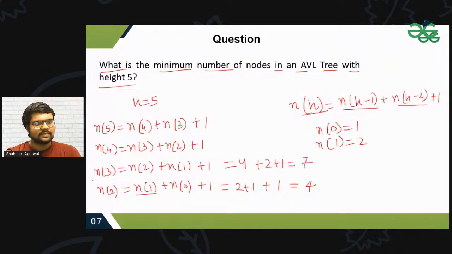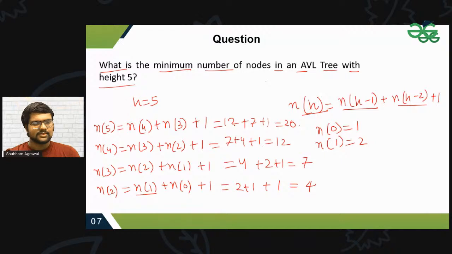Okay. Now let's see, for n of 4, n of 3 is 7, n of 2 was 4, plus 1, so it will be 7 plus 4 plus 1, so it will be 12. N of 4 is 12, so 12 plus n of 3, which is 7, plus 1. Okay, so it will be 20. So the answer will be 20. So the minimum number of nodes for an AVL tree with this height is 20. Okay, so 7, and then 7 plus 4 plus 1 is 12, and 12 plus 7 plus 1, that is 20.